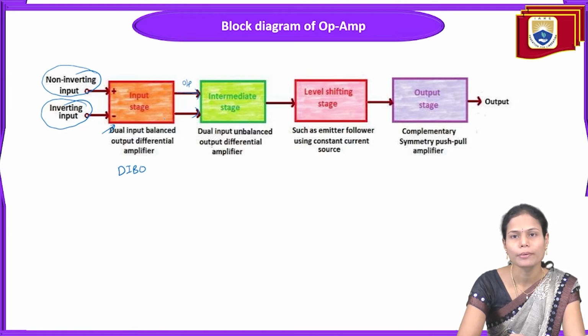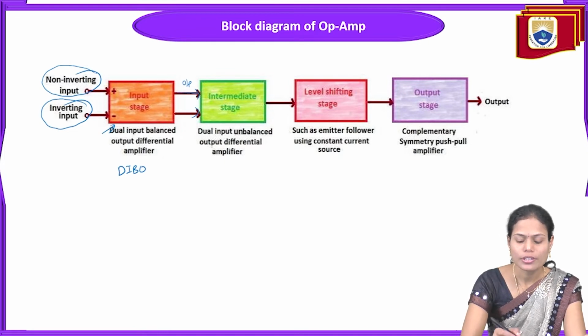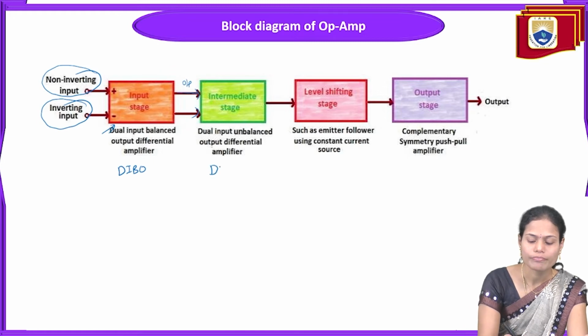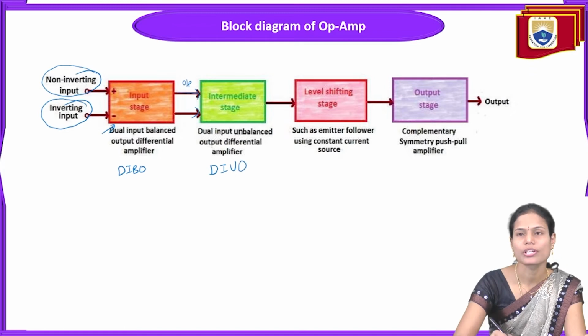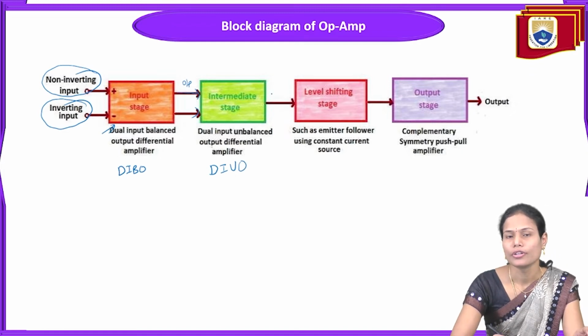After that, the output of this DIBO, dual input balanced output differential amplifier, is connected to the intermediate stage. In the intermediate stage, we use a dual input unbalanced output differential amplifier. Why are we using this? Because in the operational amplifier we require two inputs but a single output. So to get that single output, we use the dual input unbalanced output differential amplifier.